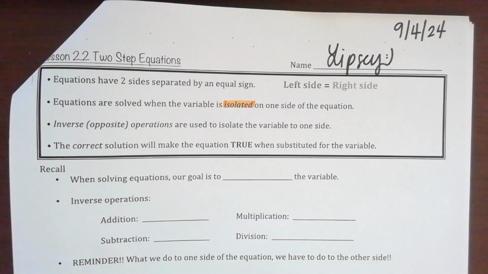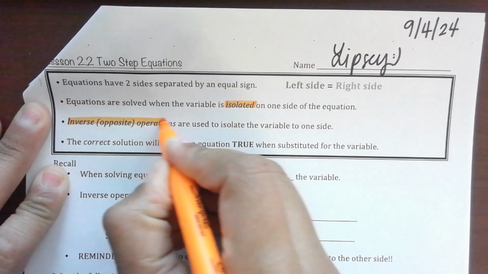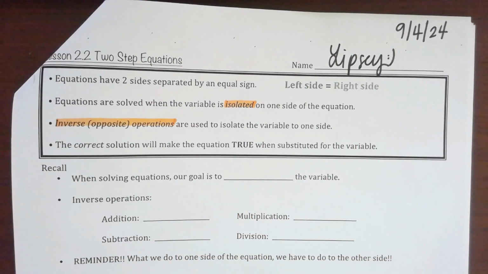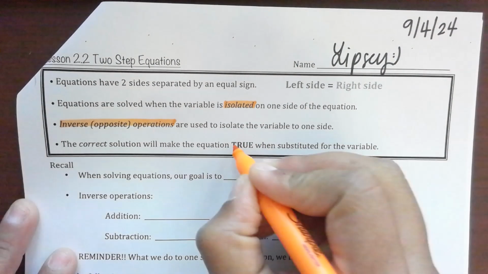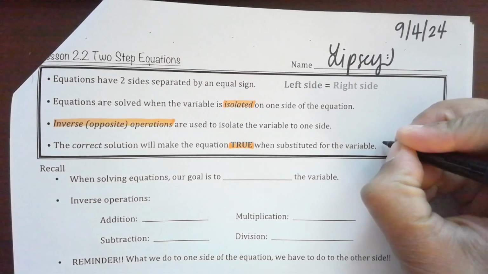Inverse or opposite operations are used to isolate the variable to one side. And the correct solution will make the equation true when you substitute it back in. That was our check section. So if you're wondering what this is, this was the check section.